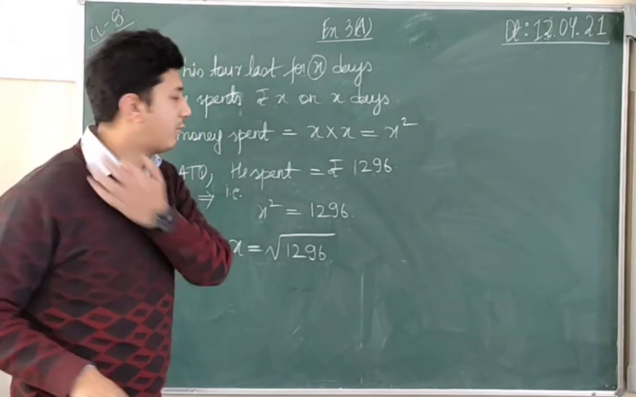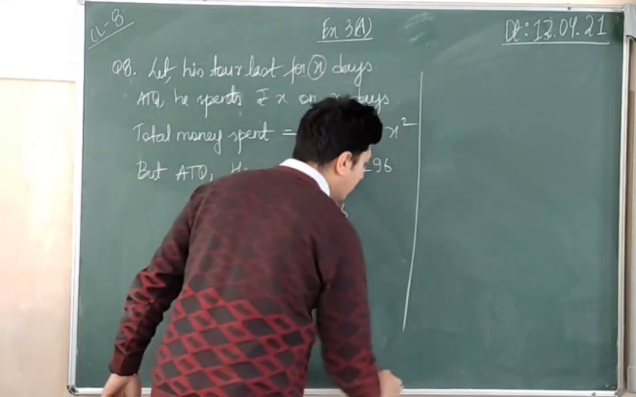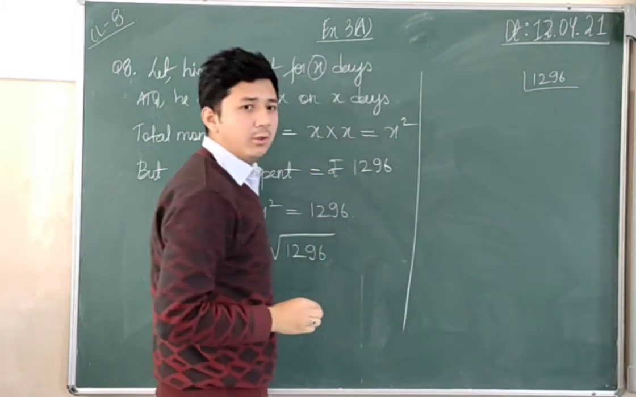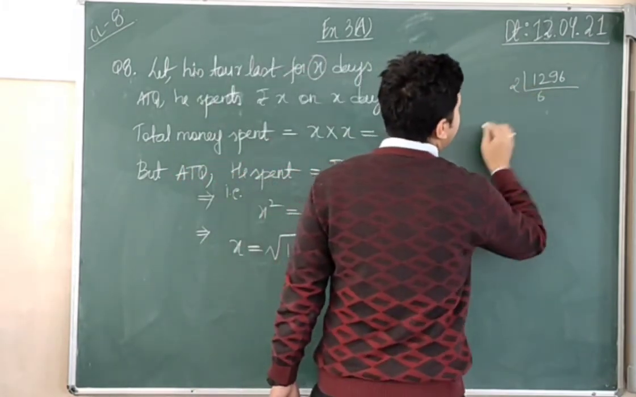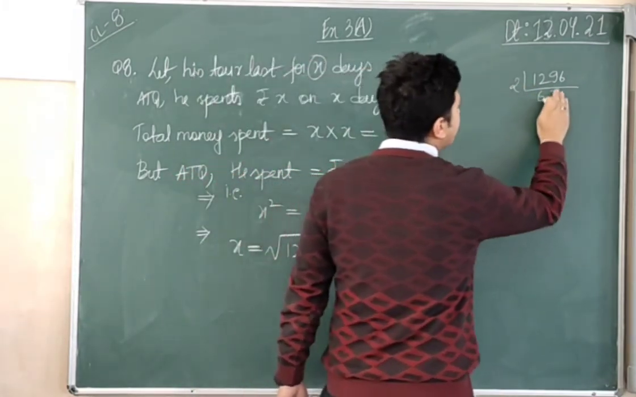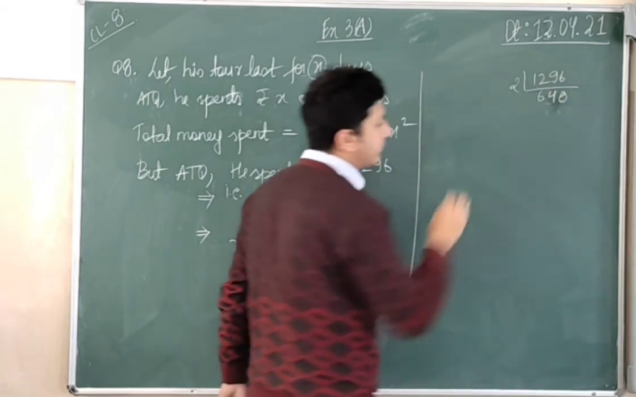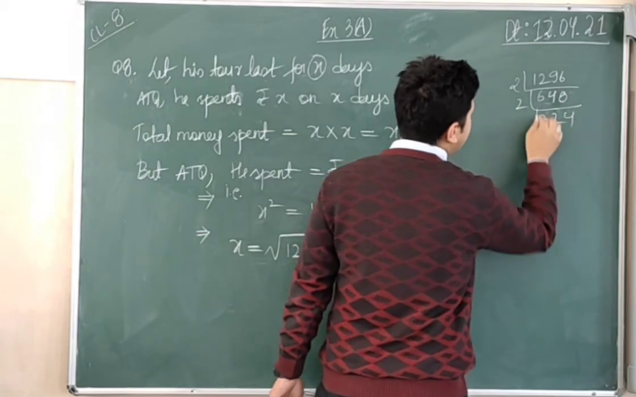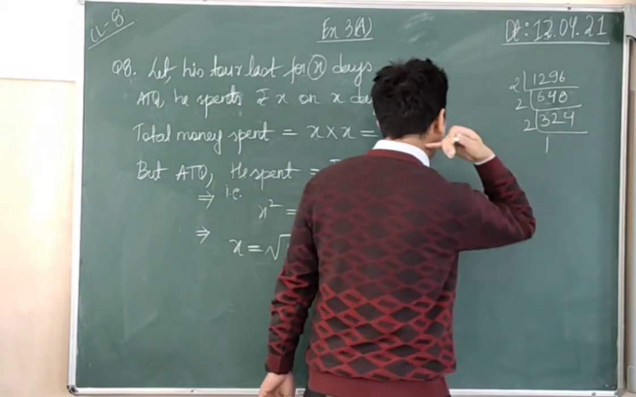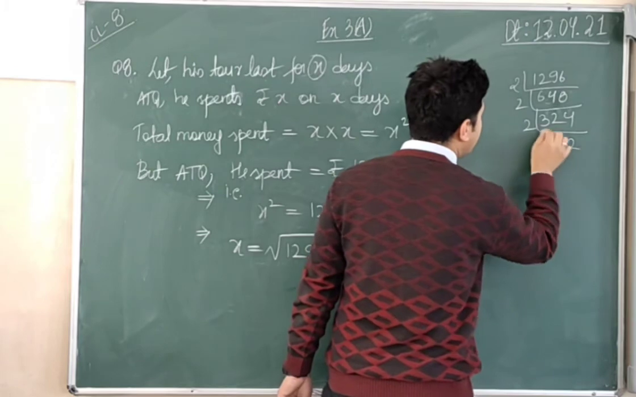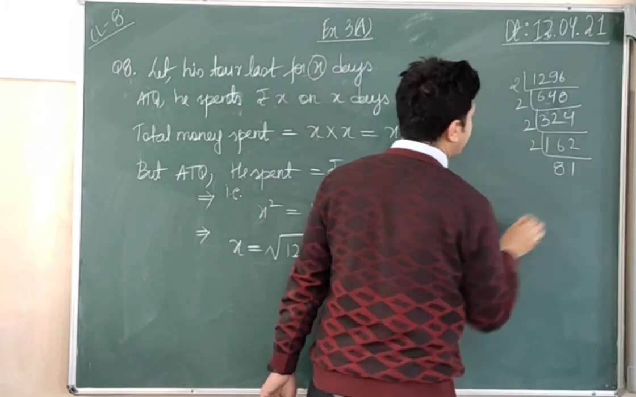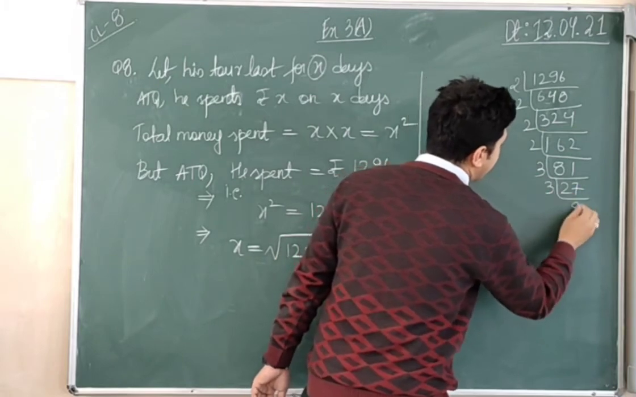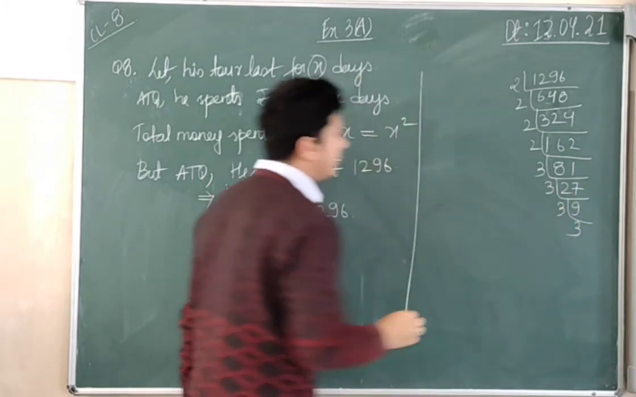So how will I find it? First I'll find the factors of 1296. Let's start with 2. 2 6s are 12, 2 3s are 6, 2 4s are 8, 2 8s are 16. And then 2 3s are 6, 2 2s are 4, 2 4s are 8, 2 1s are 2, 2 6s are 12, 2 2s are 4, 2 8s are 16, 2 1s are 2. Now 3 27, 3 9, and then 3 3. So these are the factors.